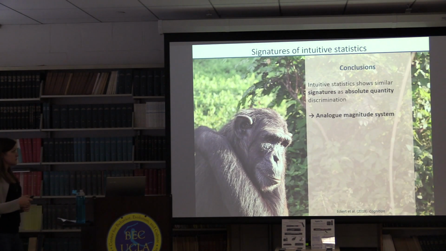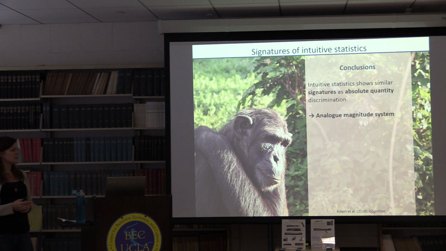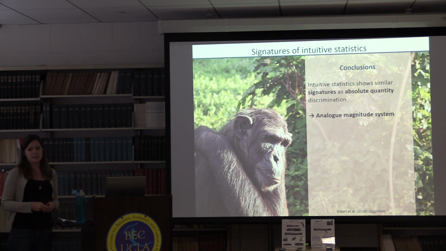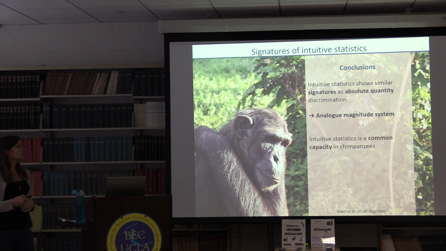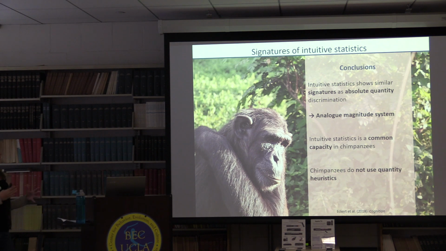Okay, so what we could take home from this study was that intuitive statistics shows very similar signatures as absolute quantity discrimination, both in humans and in chimpanzees, which suggests that the analog magnitude system is involved in both species. Also, we could show that intuitive statistics is a common capacity in chimpanzees and not restricted to one experimentally highly experienced population. And this was the first study on intuitive statistics in great apes which comprehensively ruled out absolute quantity heuristics, both regarding preferred food items, non-preferred food items, and absolute total amount.